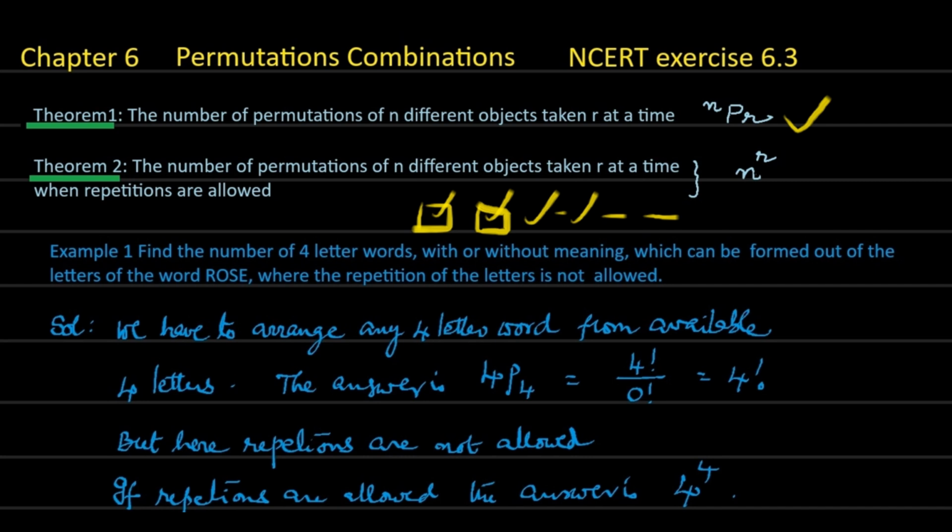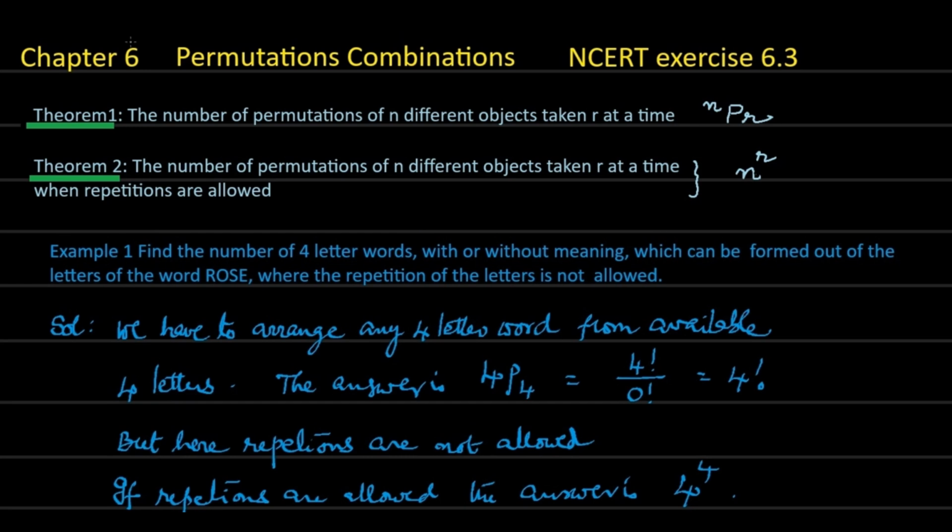nPr means factorial n divided by factorial n minus r. That is n times n minus 1 times n minus 2 and so on, up to n minus r plus 1. This is the formula. That is called nPr.